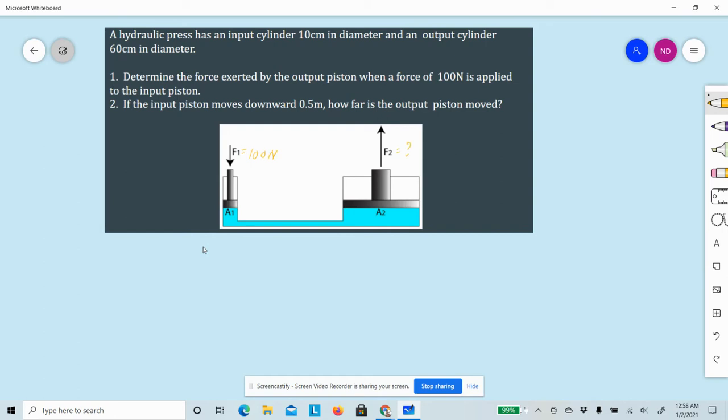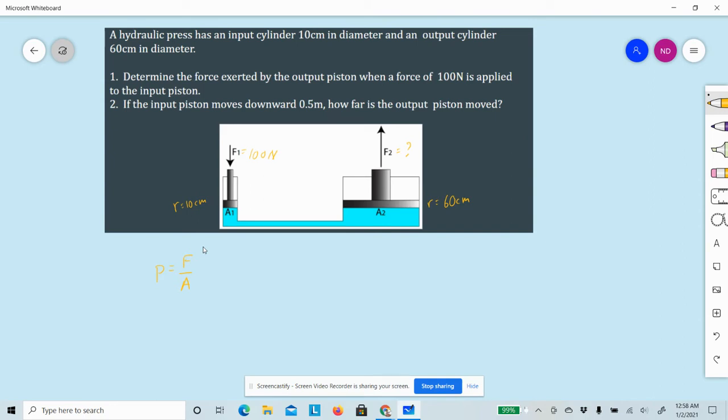We know that this thing over here has a radius of 10 centimeters. And over here, the radius is 60 centimeters. Okay. Notice we have force pushing on an area. Pressure equals force divided by area. Interesting.